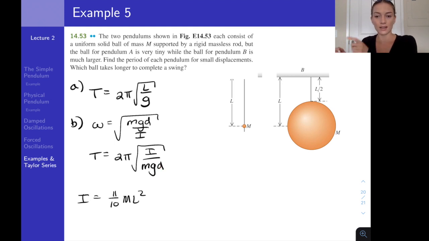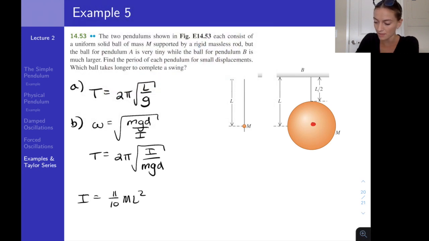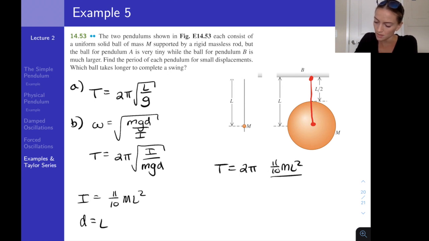So D, again, is the distance from the center of mass, or the center of gravity, to the pivot point. So that means that this is D, and we can see that that length is clearly L, right? So D is equal to L. And then we can plug that into the period formula that we had. We have 2 pi square root of 11 over 10 ml squared divided by mg L.